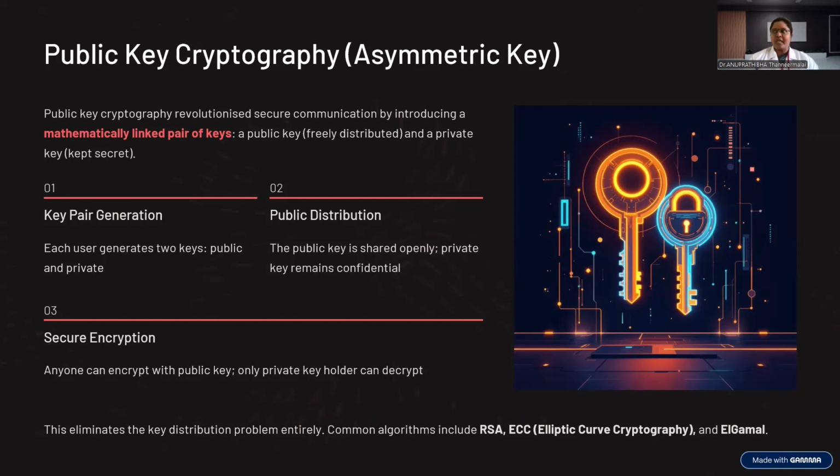The second step is public distribution. The public key is shared openly. The private key remains confidential. The next step is secure encryption. Anyone can encrypt with the public key. Only the private key holder can decrypt. So this eliminates the key distribution problem entirely. Common algorithms like RSA, elliptic curve cryptography, and ElGamal are based on this type.